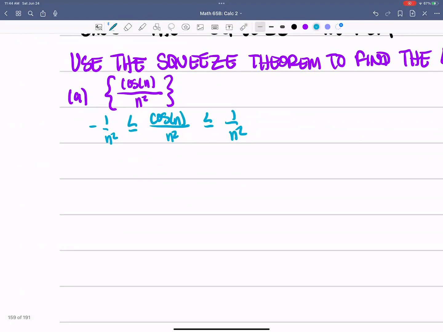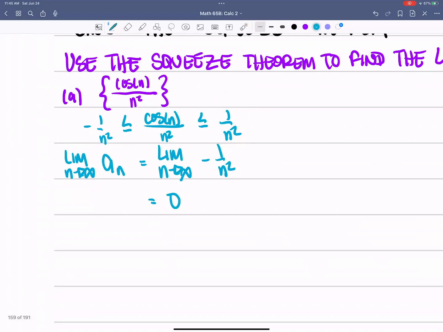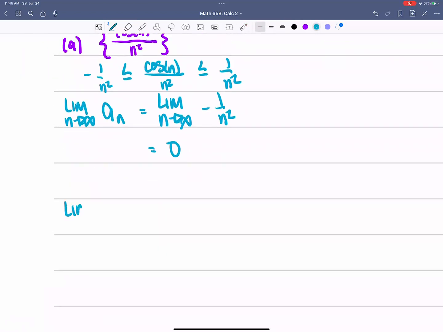Starting off with A sub n, taking the limit as n approaches infinity of A sub n, that's the limit as n approaches infinity of -1/n², which we've already determined ends up being 0. All right, that's A sub n. Let's take a look at this one over here, C sub n. The limit as n approaches infinity of C sub n, that's the limit as n approaches infinity of +1/n². This one also goes to 0.